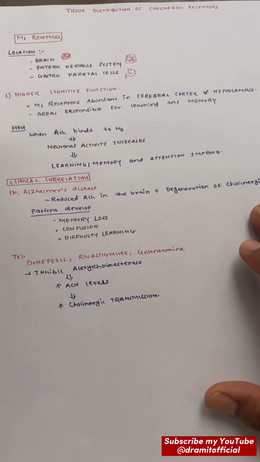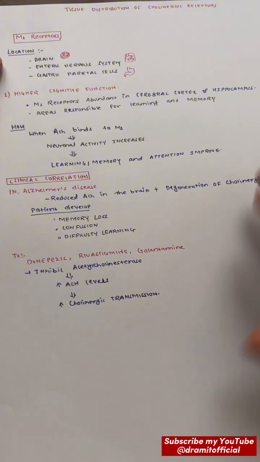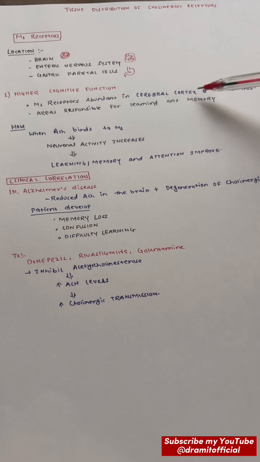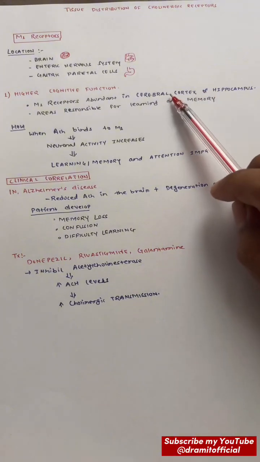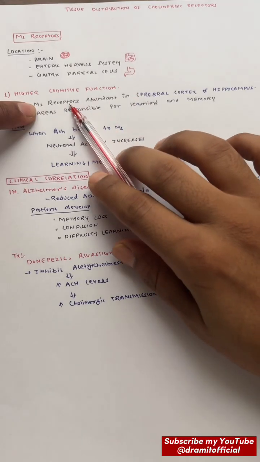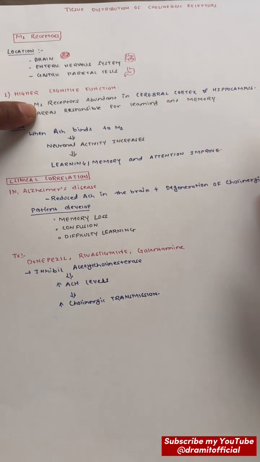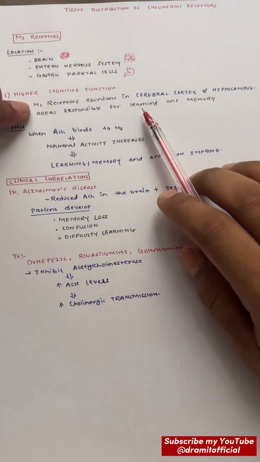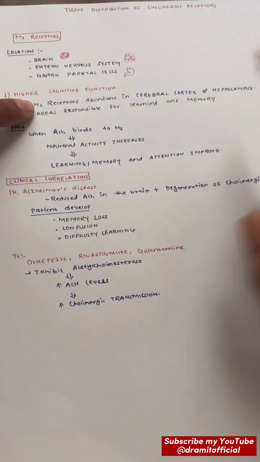Let's first talk about how it works in the brain. In the brain it helps in higher cognitive function. We all know that in our brain we have the cerebral cortex and hippocampus; we are familiar with these names. In this cerebral cortex and hippocampus, the M1 receptor is abundant. When the M1 receptors of the cerebral cortex and hippocampus get activated, this area is responsible for learning and memory. It means that when it is activated, it helps in learning and memory.